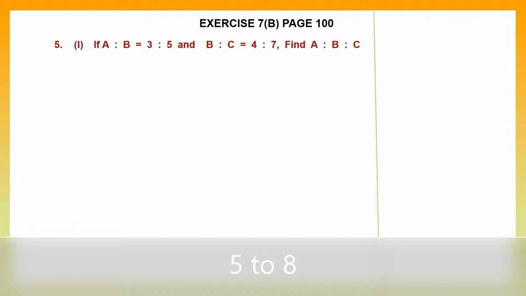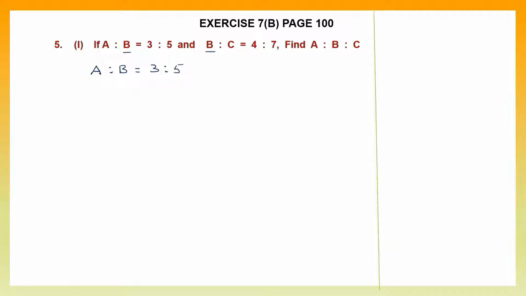First question: if A is to B is 3 is to 5 and B is to C is equal to 4 is to 7, we need to find A is to B is to C. As you can see, B is repeated in both these ratios given to us. So let's start by writing the first ratio. A is to B is equal to 3 is to 5.